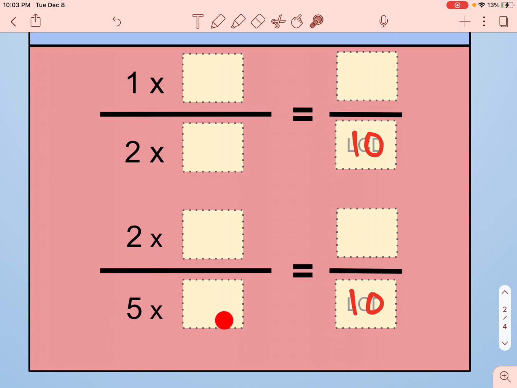5 times what equals 10? 5 times 2 equals 10. Whatever I do to the bottom, I have to do to the top. 2 times 2 equals 4.